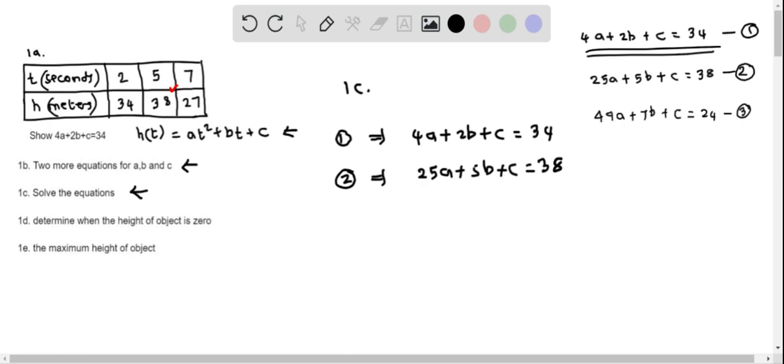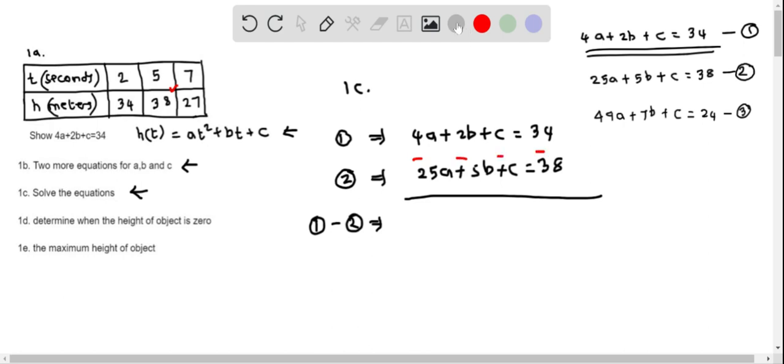Let me eliminate the c from these two equations. So I'm going to subtract 1 minus 2. I'm going to do this. So when I do that, I can change the sign of the bottom equation. So I put like this.